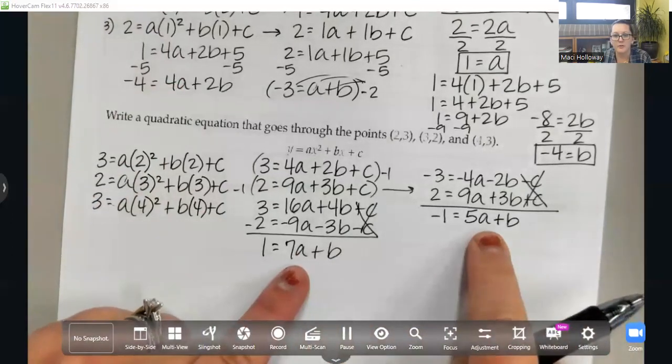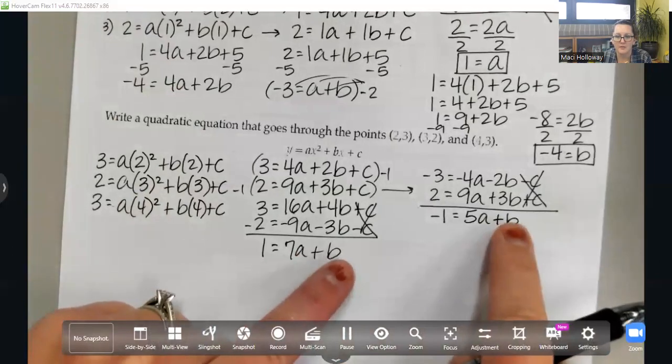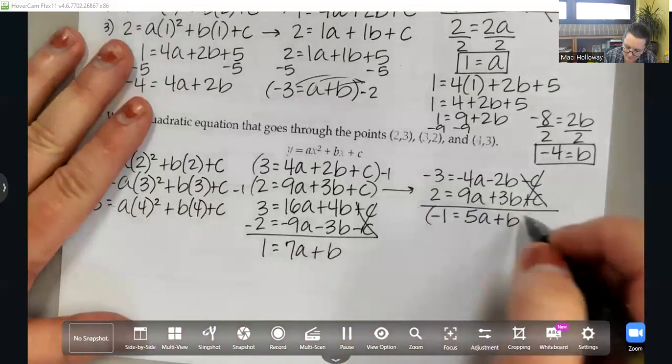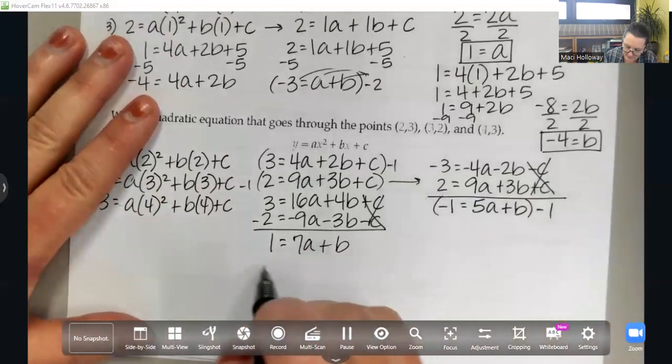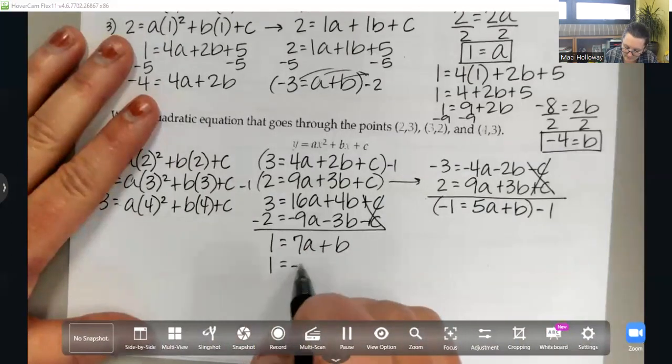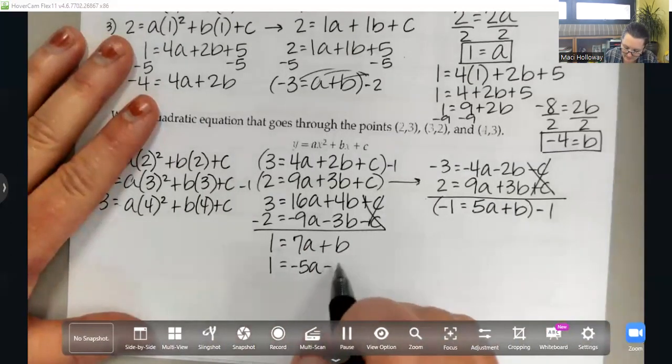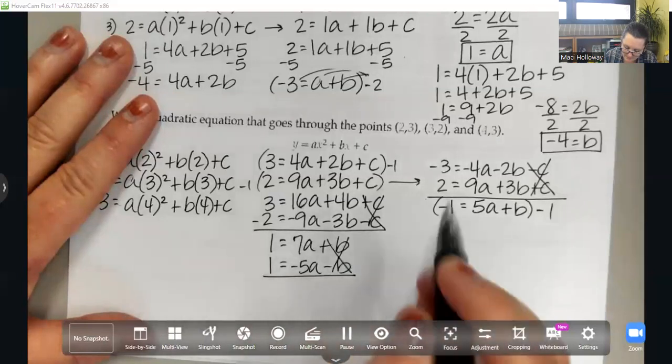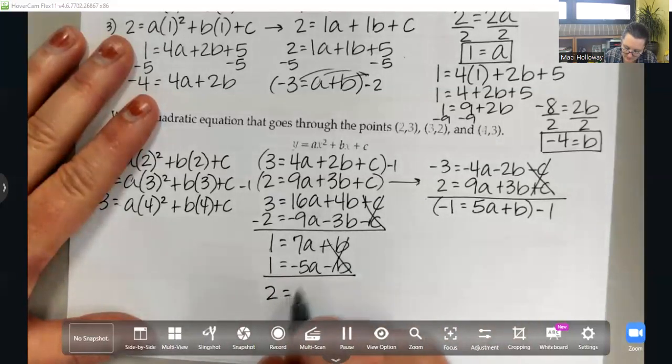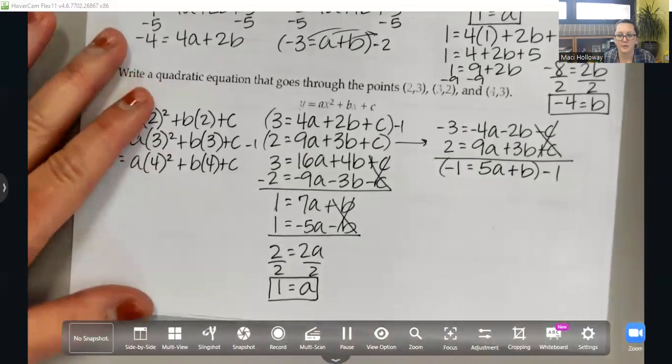Okay, so now we have our 2, and we need to eliminate again. My b's don't have anything next to them. So let's multiply this one by negative 1. We get 1 equals negative 5a minus b. These cancel. We get 2 equals 2a. This is really great. I love whole numbers. A equals 1. We got our first variable, our first solution.